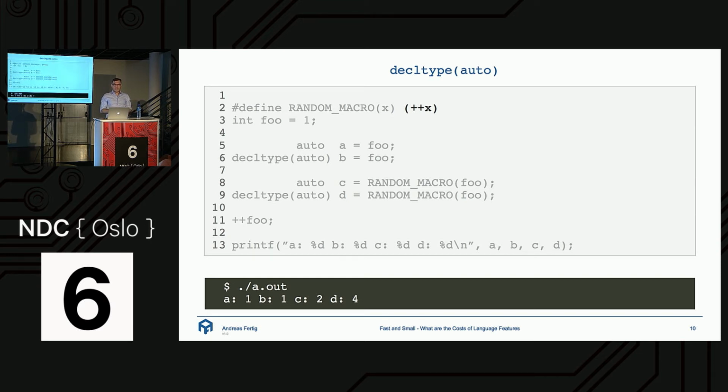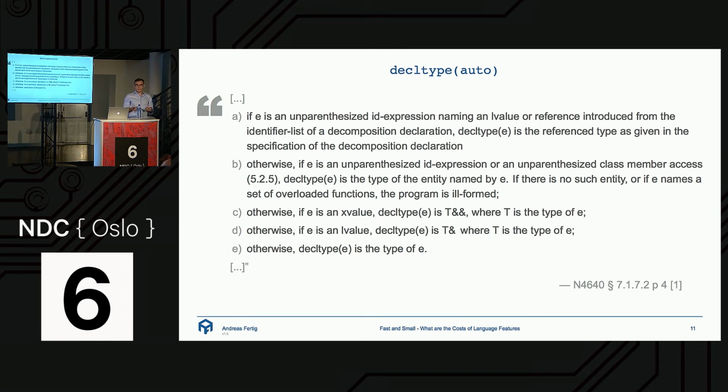Why does decltype in combination with auto behave the way it does? It's perfectly defined in the standard. These are the words from the standard. So we looked at case C, no, sorry, at case D and E here. The first time and the third time it was E.